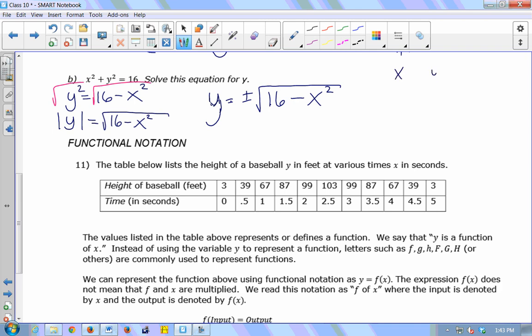So if I make a little table of values now, if I plug in 0 for x, what do I get for y? Plus or minus 4, 1 input, 2 outputs, not a function.